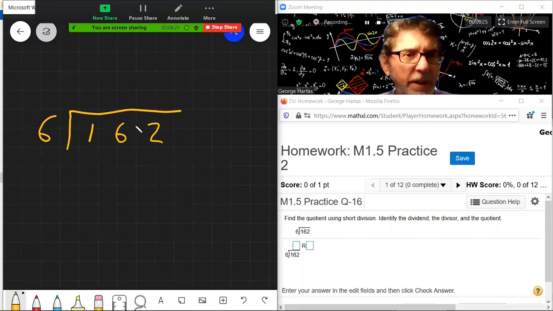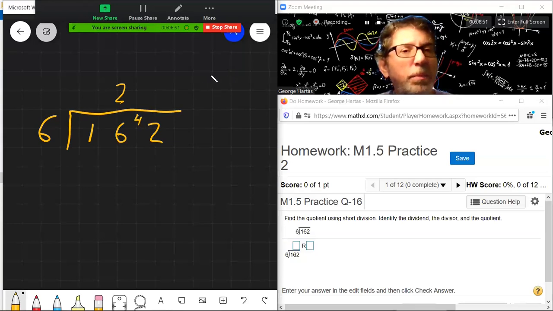Then I'm going to look at the next two numbers. So this becomes a 16 now. 6 divides into 16 2 times, and you put it over the right-hand digit right here. Okay, now 6 times 2 is 12. And the difference between 16 and 12 is 4.